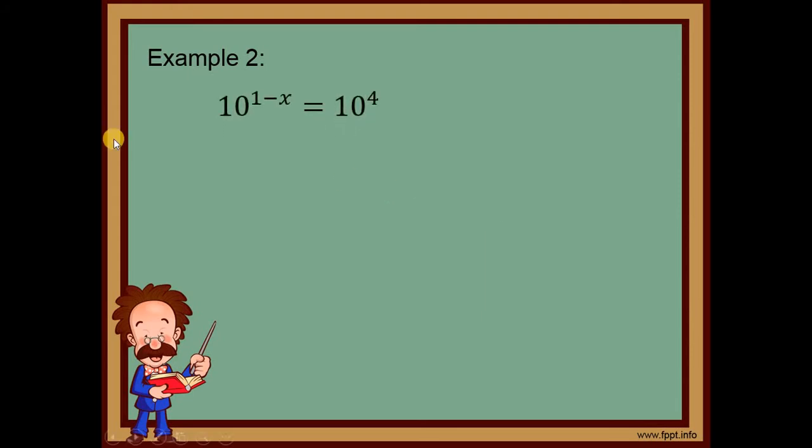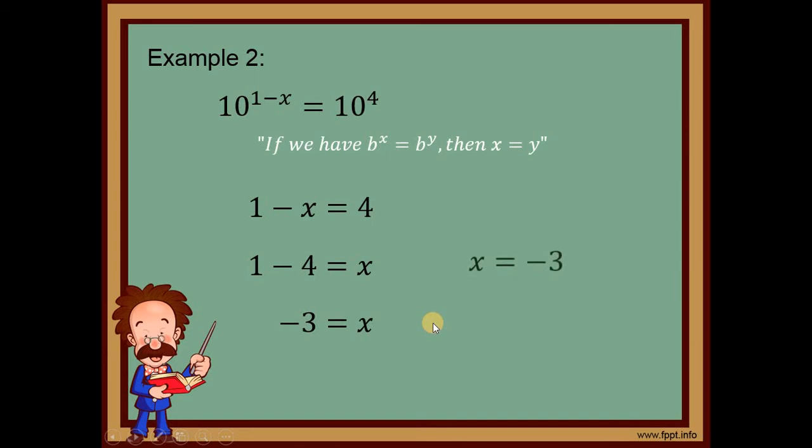Example number 2: 10 raised to 1 minus x equals 10 raised to the 4th power. Now again, if we have b raised to x equals b raised to y, then x equals y. So yung goal natin dito, tingnan natin yung base. Pag magkamukha na yung base, yung exponent nila equal din. So in this case, same na yung base natin na 10. So therefore, 1 minus x is equal to 4. Ito yung mga exponent. So it follows, lipat natin yung x, lipat yung 4, so magiging 1 minus 4 equals x. 1 minus 4 is negative 3. Therefore, x is equal to negative 3 and we're done. So ganun lang siya kadali.